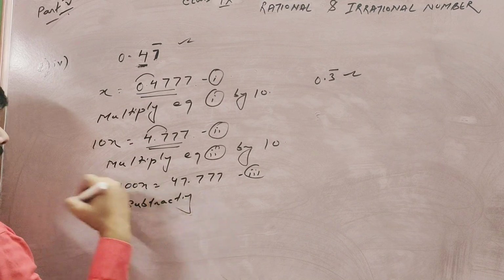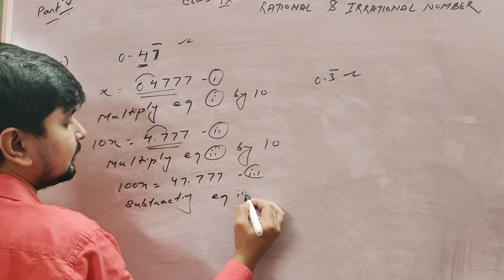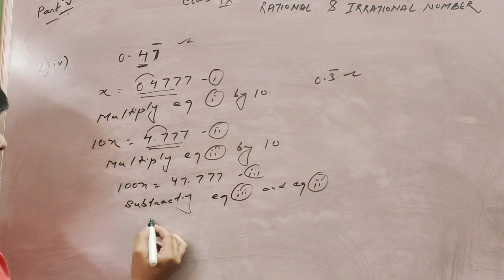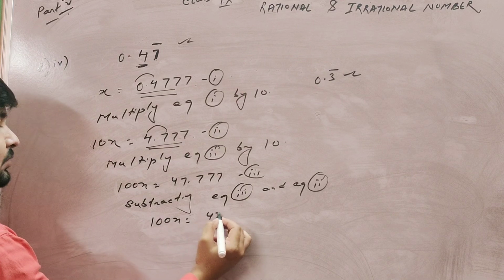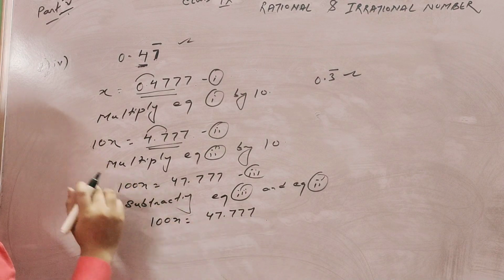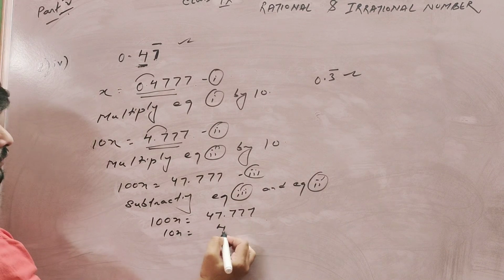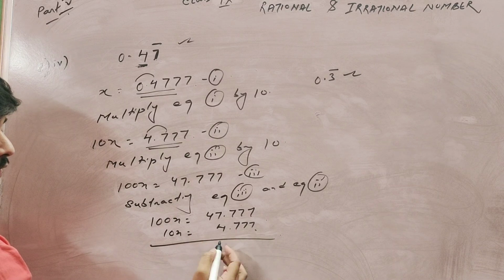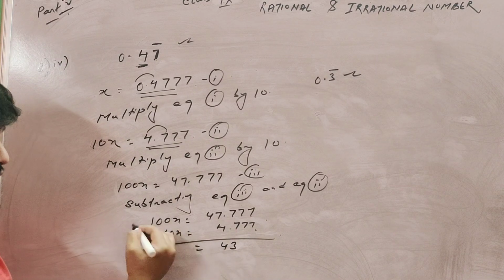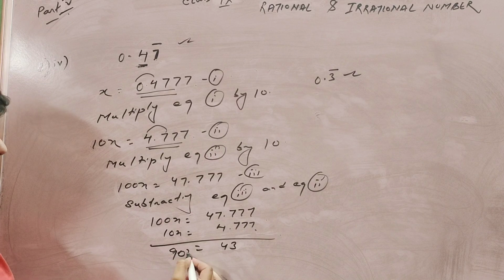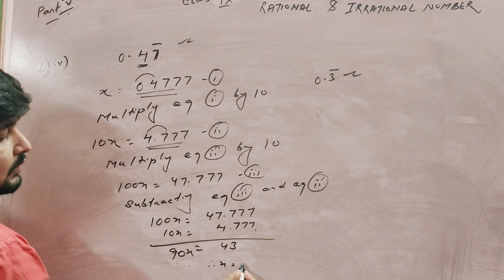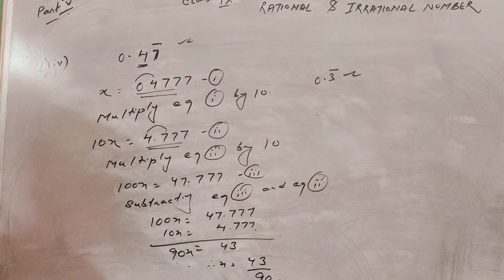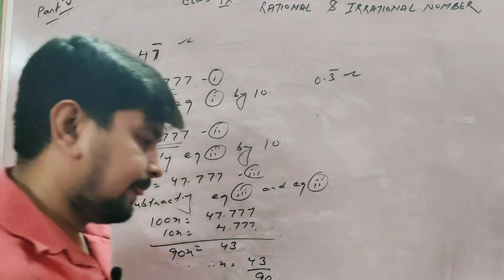Subtracting equation 3 and equation 2, that is 100x equals 47.777, and here is 10x equals 4.777. This 7 gets cancelled, you only get here 43 equals 90x. So therefore x equals 43 upon 90. Whenever you divide, you get 0.4777. Note.